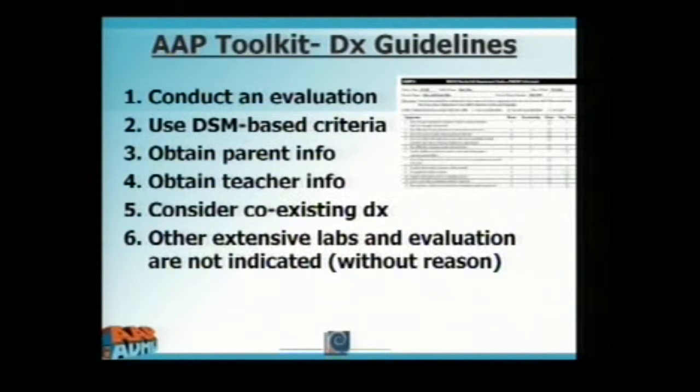First, we expect everyone to conduct an evaluation. As everyone here at the conference, I hope, buys into, this is not something that you say, oh, it doesn't exist, you'll outgrow it, it's not that big of a deal. We should take this very seriously, so the first tenet is that you should conduct a full evaluation. Second, as I said before, you should use DSM-based criteria. It's most useful to have that structure. Third, to obtain parent information, and ideally other family members, mother, father, when possible. Fourth, to obtain teacher information.